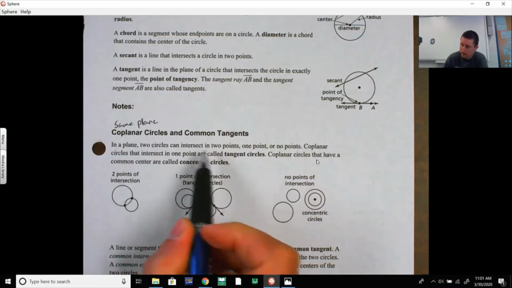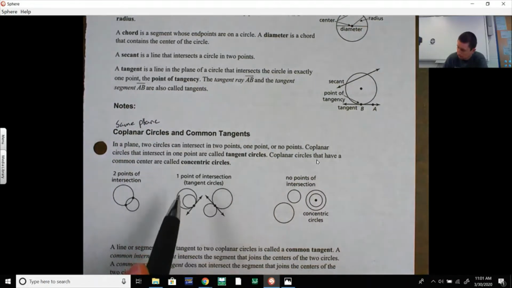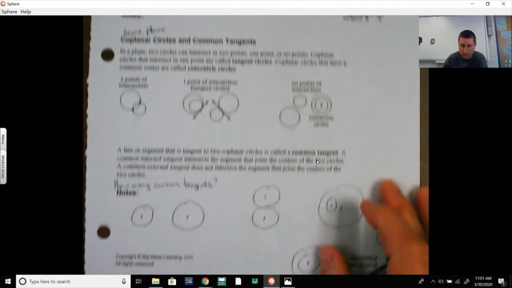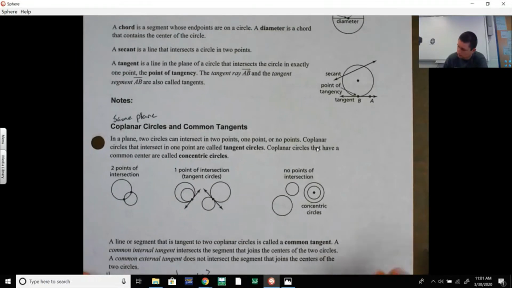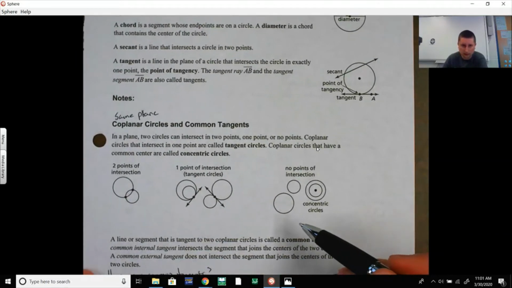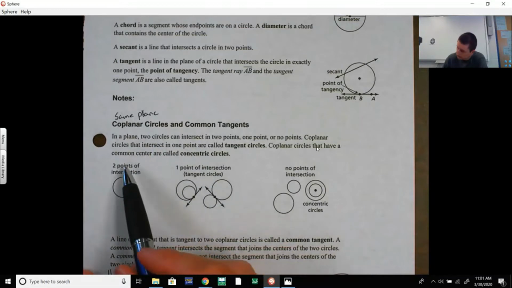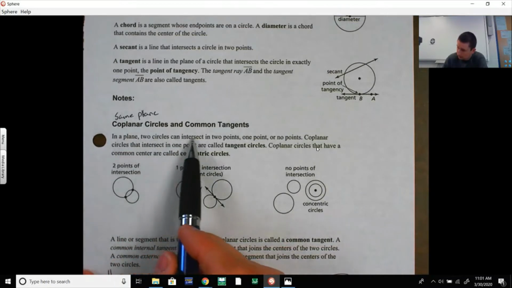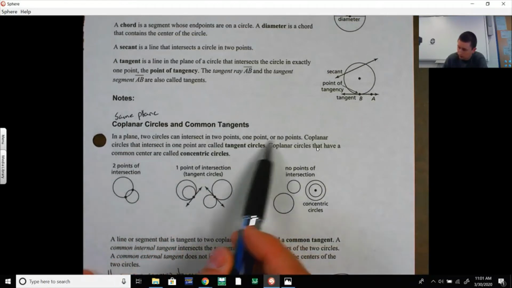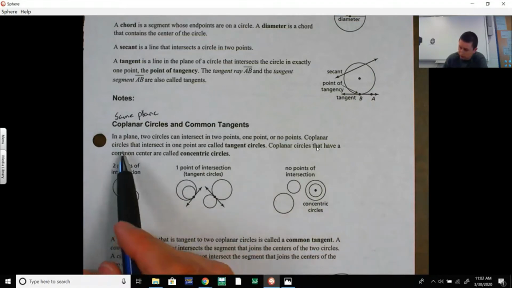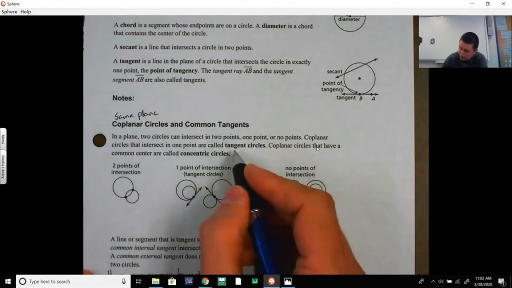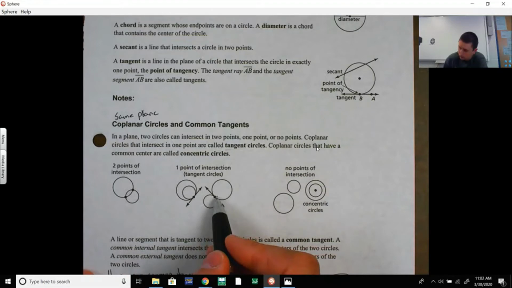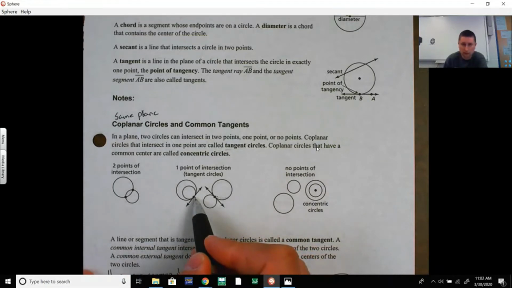Circles and common tangents. Okay, and I have some more examples that I've drawn down here. We'll have to go beyond the book a little bit to get some practice. So in a plane, 2 circles can intersect in 2 points, 1 point, or no points. Coplanar circles that intersect in 1 point are called tangent circles. So that's what we have here. You have coplanar circles intersecting at 1 point. Those would be called tangent circles.